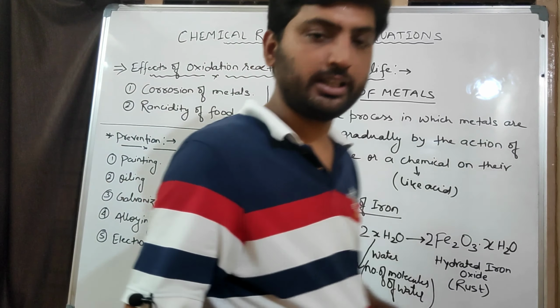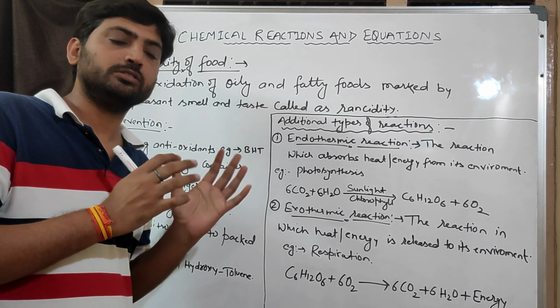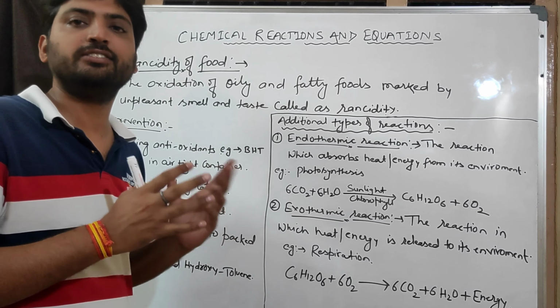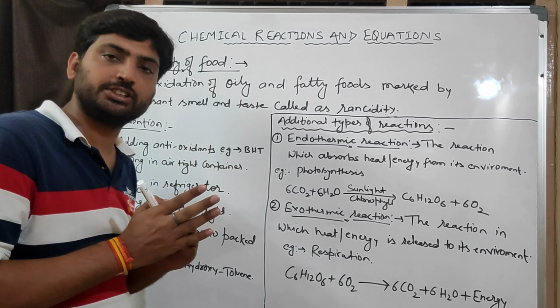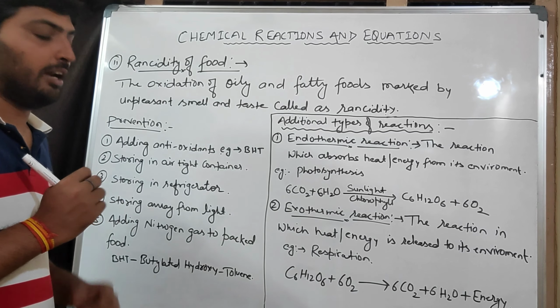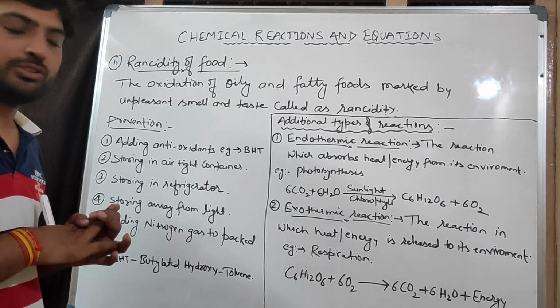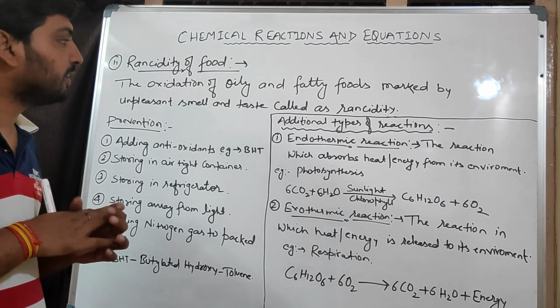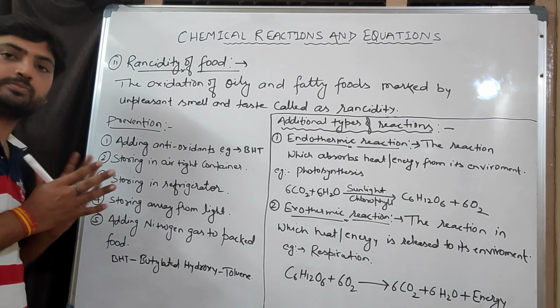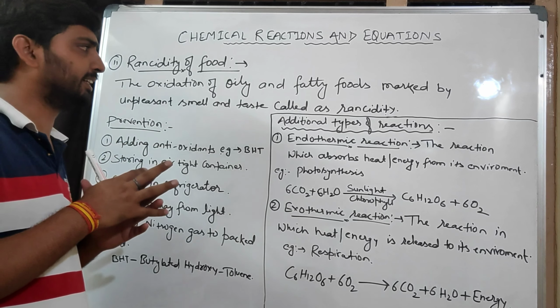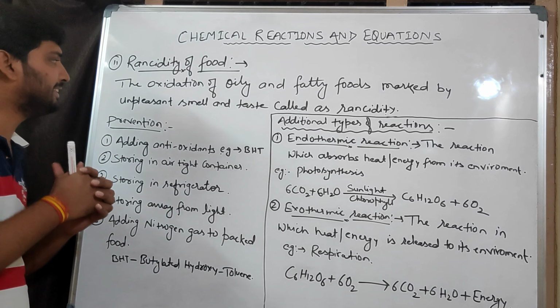So we have studied till now the corrosion of metals, in which I gave you the example of rusting of iron and the prevention for it. Now the next topic we are going to study is rancidity of food. This is also based on the oxidation reaction.